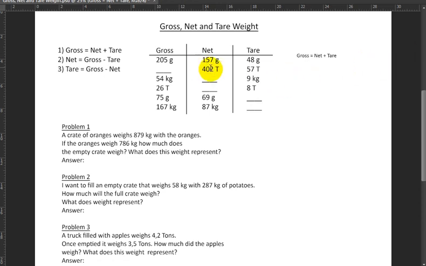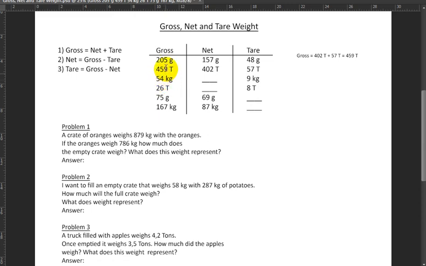Well, the net weight is 402 tons and the tare weight is 57 tons. So I'm going to do 402 tons plus 57 tons. 402 plus 57 makes 459 what? Tons. So the gross weight is going to be 459 tons.